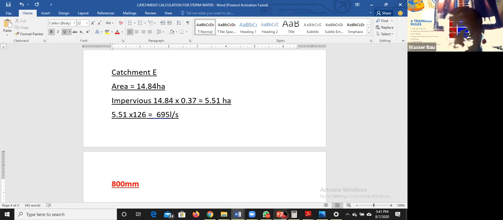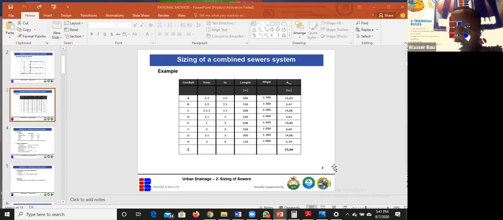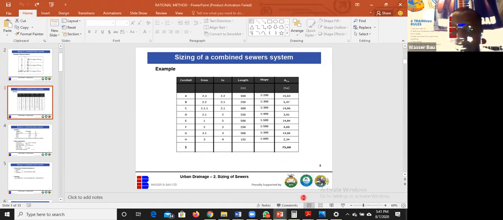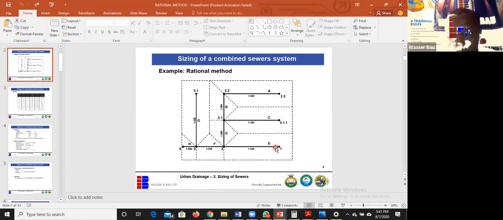So the next one now we're going to do, and this time around, I want everybody to do it, will be for catchment F. We have done for D. Okay, have we done for D or E? We've done for D, we've done for E. Please, just do for F. What is the pipe size for F? Can we just put our hands on it while I pause the recording?